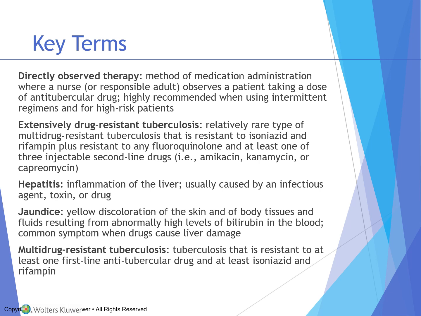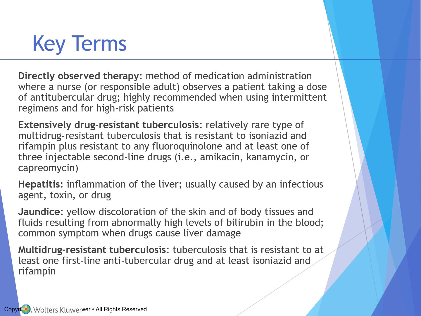comes after the multi-drug resistant tuberculosis, which is resistant to at least one first-line anti-tubercular drug and at least isoniazid and rifampin. And then the extensively drug-resistant tuberculosis, it's rare, but it's going to be resistant to isoniazid, to rifampin, plus any fluoroquinolone, and at least one of the three injectable second-line drugs. So we're talking already about 4 drugs.